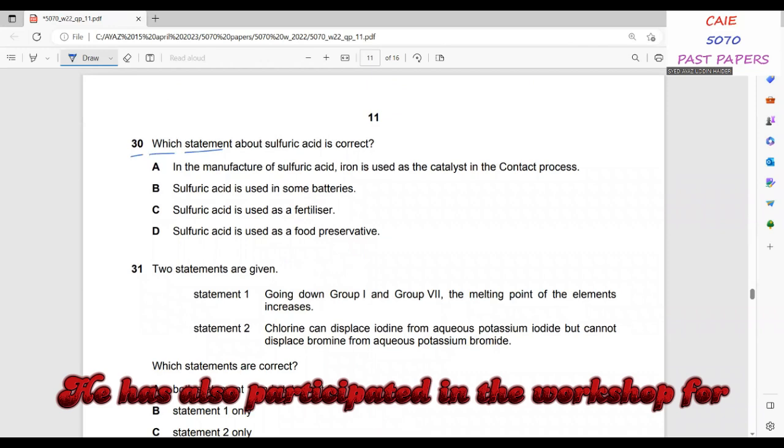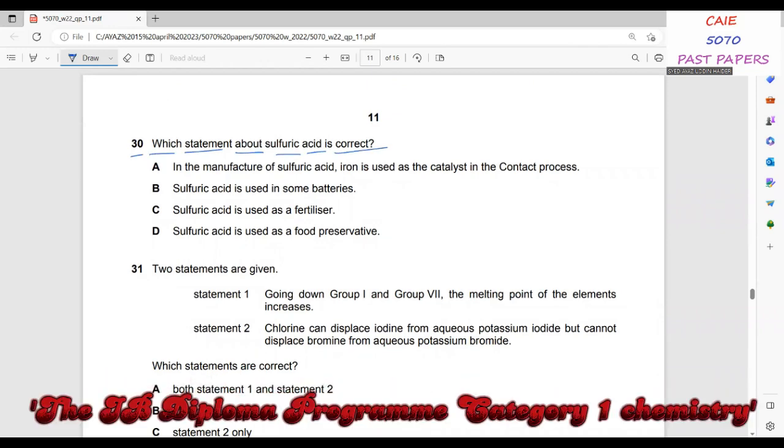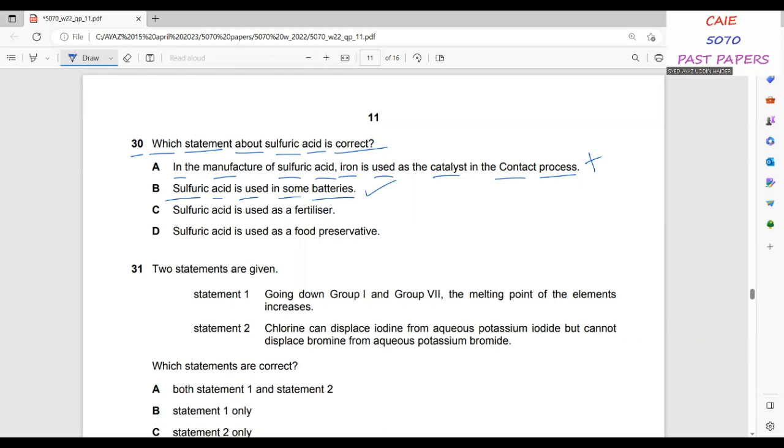30. Which statement about sulfuric acid is correct? Now I'm reading all the statements first. In the manufacture of sulfuric acid, iron is used as a catalyst in the contact process. This is wrong because vanadium pentoxide, V2O5, is used. B. Sulfuric acid is used in some batteries. This is the right statement because sulfuric acid is used in batteries.